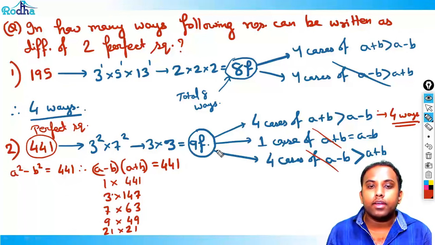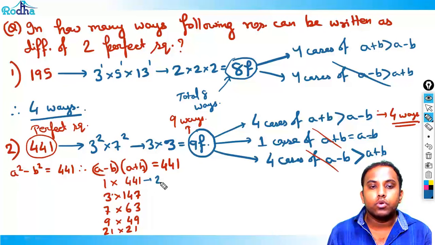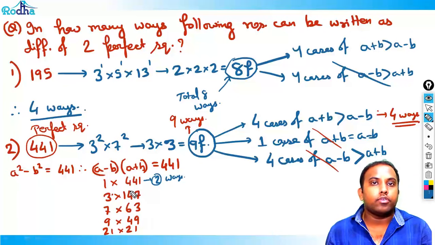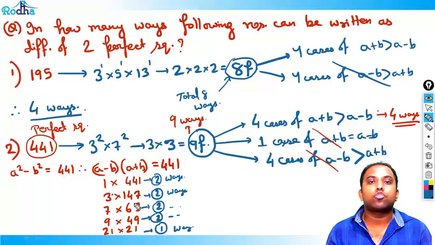What are the total 9 ways? I told you 9 factors basically means 9 ways. What are those 9 ways? So, 1 into 441 and 441 into 1, right? So, basically 2 ways here. Then again 3 into 147 and 147 into 3. Again 2 ways here. Right? Here again 2 ways here. Again 2 ways here. But here will be only one way, right? Because 21 into 21, we can't swap it. So 21 into 21, only one way. These are the 9 ways.